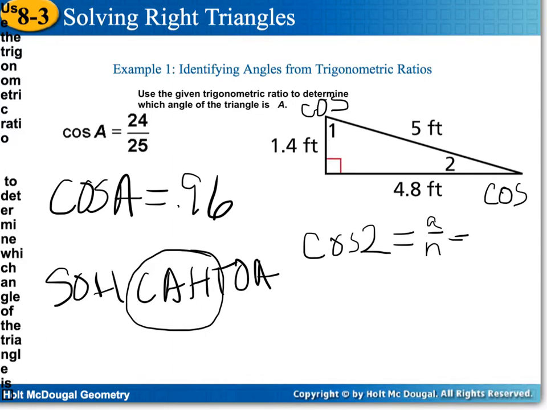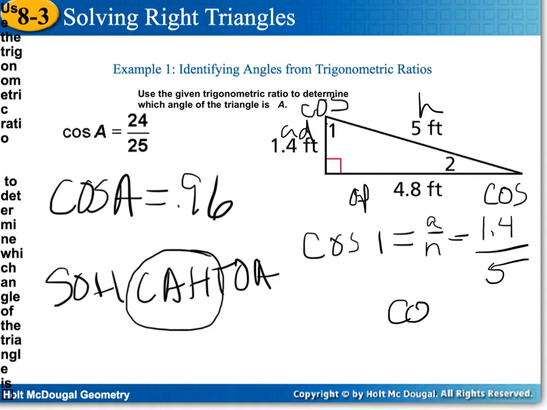So let's do angle 1 first, because that makes sense. For angle 1, the adjacent is 1.4. Again, we should be getting pretty good at naming: based on angle 1, this is the opposite, this is the adjacent, this is the hypotenuse. So we have the adjacent as 1.4 and the hypotenuse as 5. Put this into your calculator, 1.4 divided by 5 is 0.28. So cosine of 1 equals 0.28.